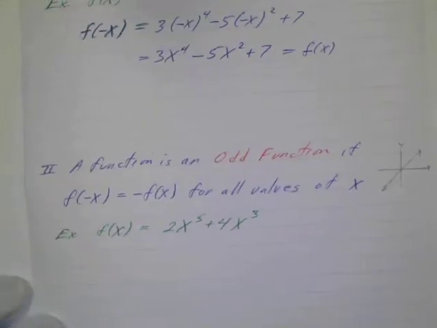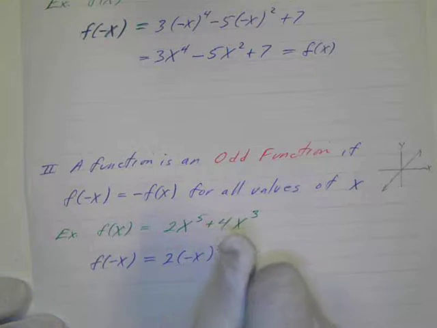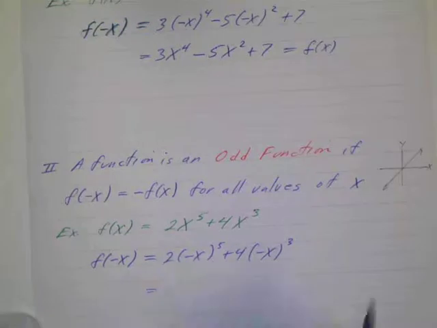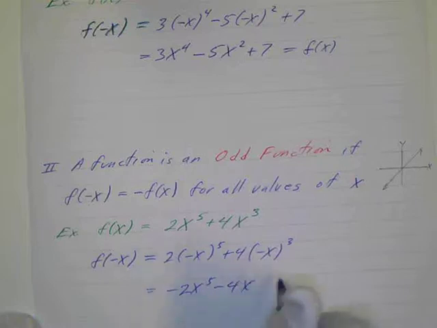Well, let's find out what f of negative x is. Every time I see an x, I put a negative x. So I've got 2 times negative x to the fifth plus 4 times negative x to the third. And then if I power these out, what's a negative x to the fifth? Well, if we raise a negative to an odd power, it's going to be negative, so it's going to be negative 2x to the fifth. And again, a negative to an odd power, it's going to be negative 4x to the third.